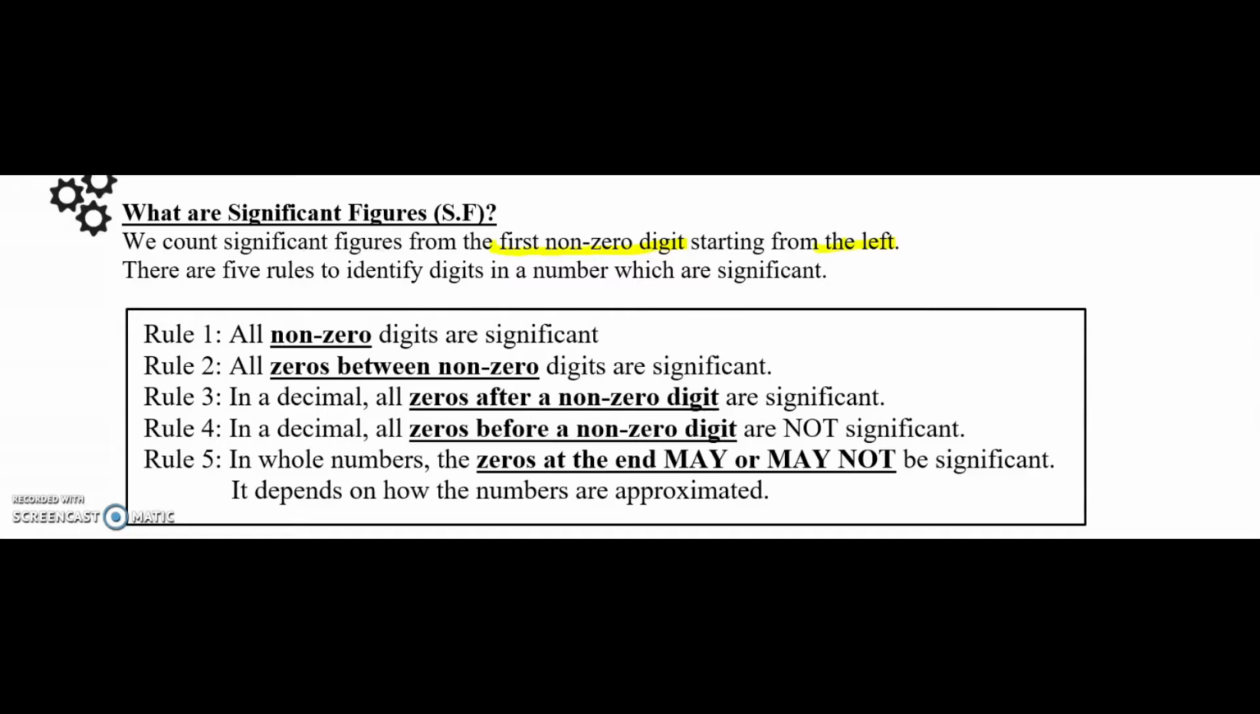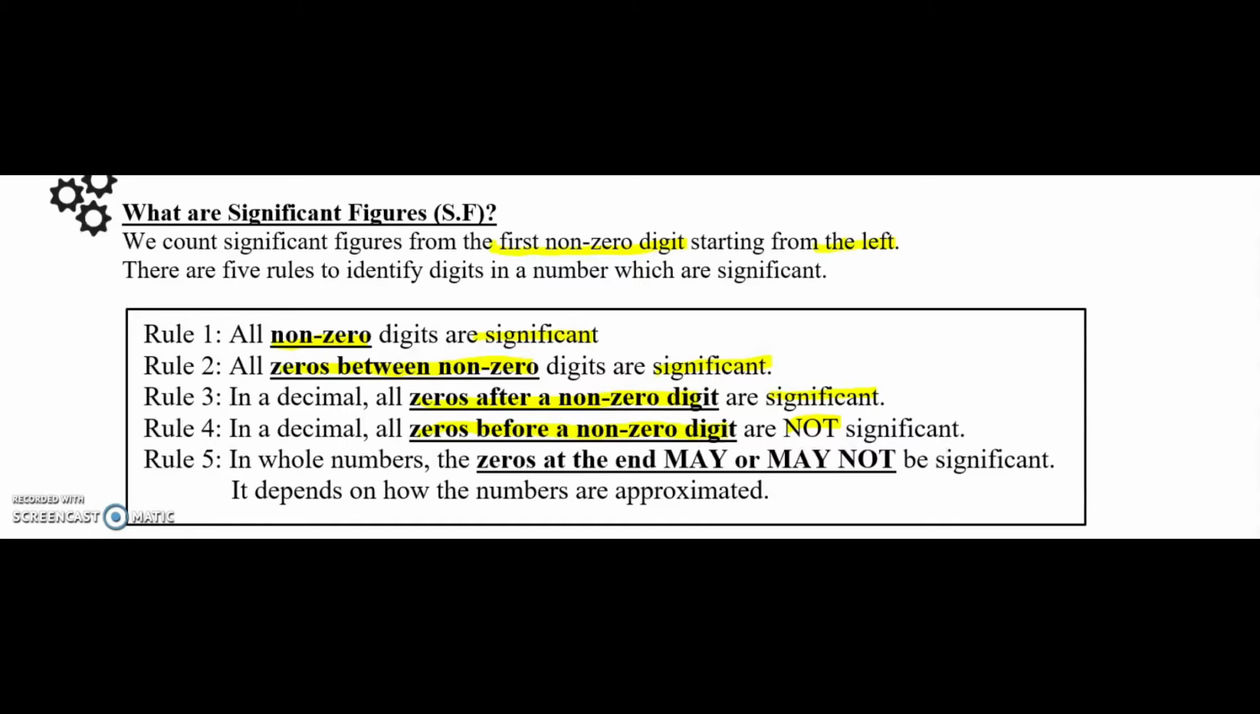Rule 1. All non-zero digits are significant. Rule 2. All zeros that are in between the non-zero digits are significant. Rule 3. For decimal numbers, all zeros after a non-zero digit are significant. Rule 4. For decimal numbers, all zeros before a non-zero digit are not significant.